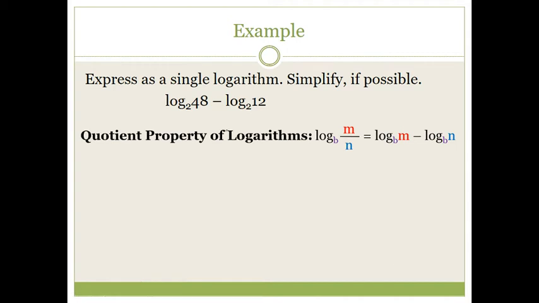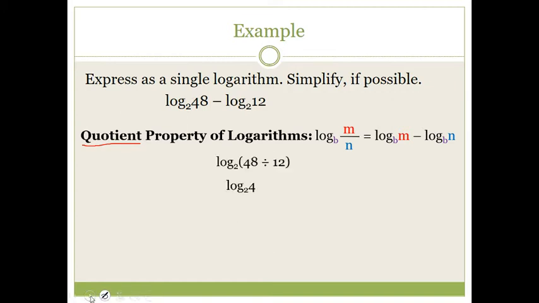Alright, so you should have noticed this subtraction sign right away, right? Should have registered as I need to use the quotient property, right? So remember, add and multiply go together, and subtract and divide go with each other. That's kind of how I remember it. So all we do is keep the base the same and divide the numbers.